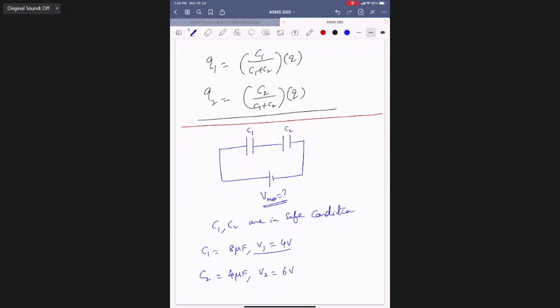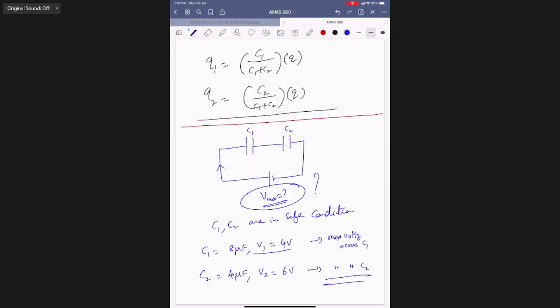Got it? So this is the maximum voltage across C1, and this is the maximum voltage across C2. Then they will ask what is the maximum voltage across the combination so that C1 and C2 are in safe condition.